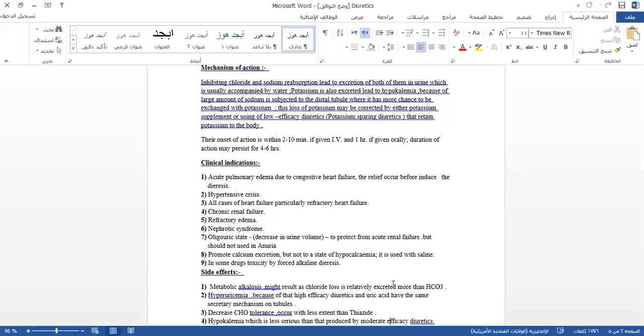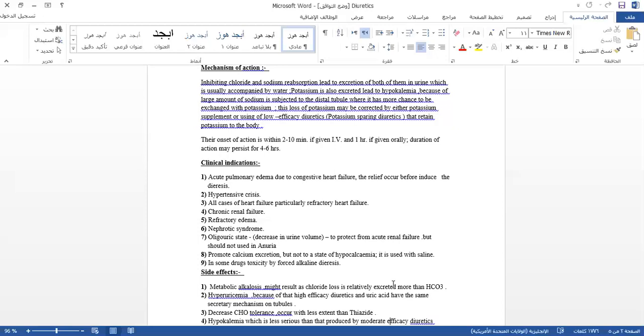So these are the most important clinical indications of high efficacy diuretics: acute pulmonary edema, hypertensive crisis, all cases of heart failure, chronic renal failure with edema, refractory edema, nephrotic syndrome, and oliguric states to prevent development of acute renal failure. They also promote calcium excretion, meaning use in some cases of hypercalcemia with normal saline, and to treat some drug toxicity by induced forced alkaline diuresis. Contraindications, as we see, are in patients with anuria or those with hypokalemia.